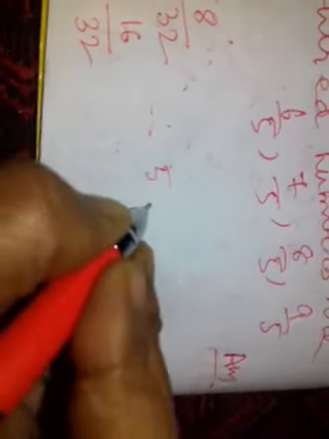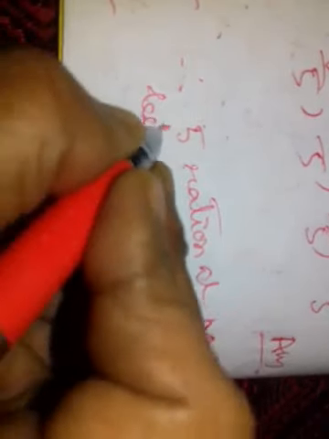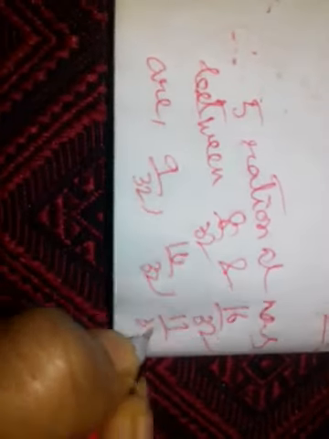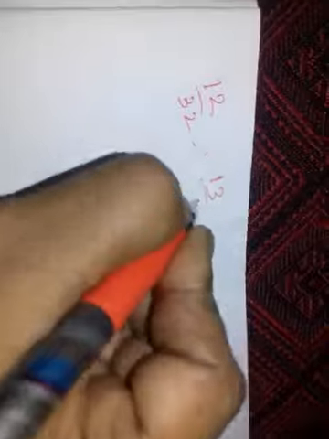Therefore, the 5 rational numbers between 8 by 32 and 16 by 32 are what? 9 by 32, 10 by 32, 11 by 32, 12 by 32, 13 by 32. This is the answer.